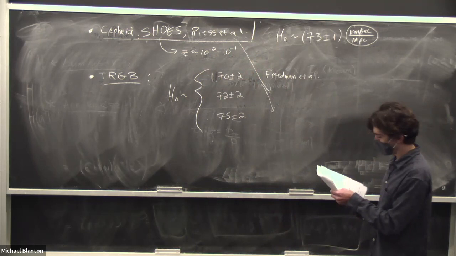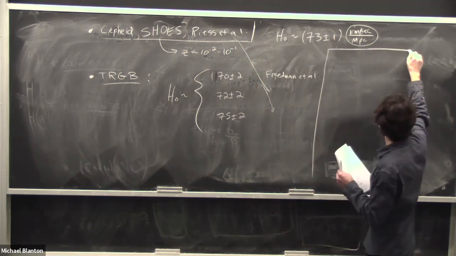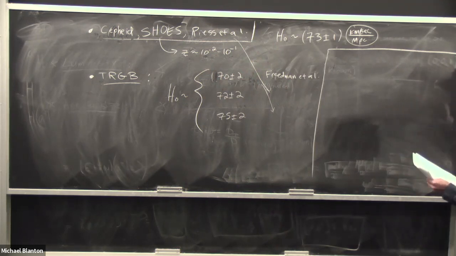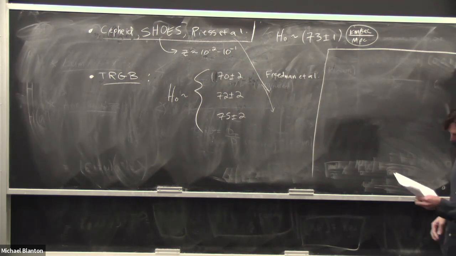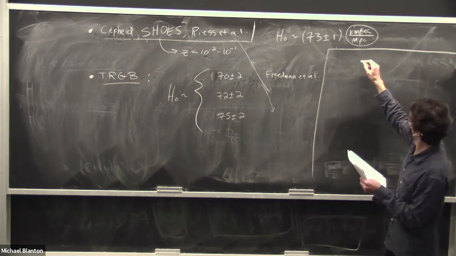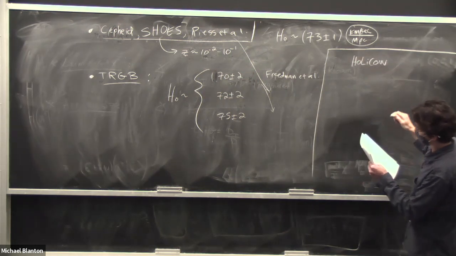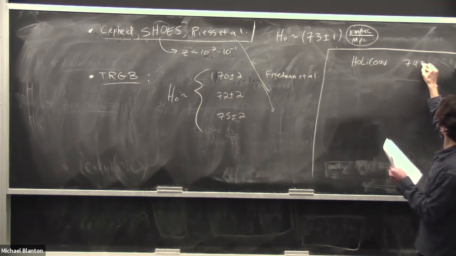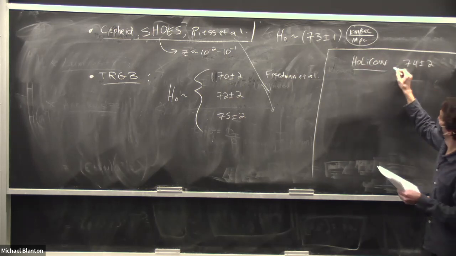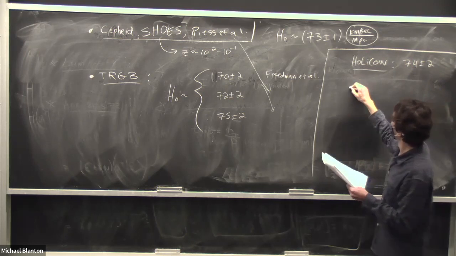Just for honorary mention, I was planning on going into a little more detail, but for the sake of time, let me just mention other things. There's strong gravitational lensing, the H0LiCOW group. They get a value around 74 plus or minus 2. These have large systematics tied to them, coming from modeling of the lenses in the strong gravitational lensing.